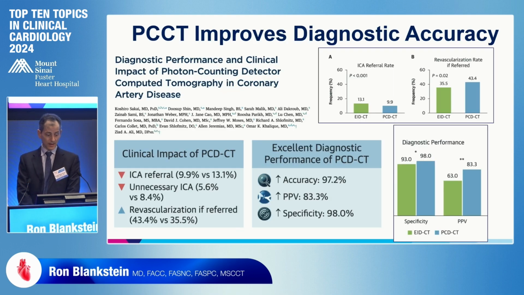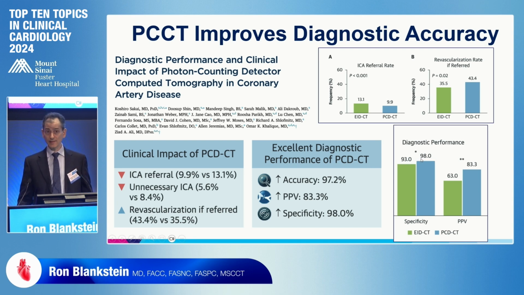Just published in JACC a few days ago and presented at TCT is this study here from the St. Francis group looking at the impact of this on diagnostic accuracy. And what they found, and this is not a head-to-head comparison, this is a comparison before they had a photon counting CT to afterwards, is that the referral to invasive angiography decreased 13% to 9%, but the percentage of folks who get revascularized after being sent to the cath lab increases, which means you're referring the right patients who actually have disease.